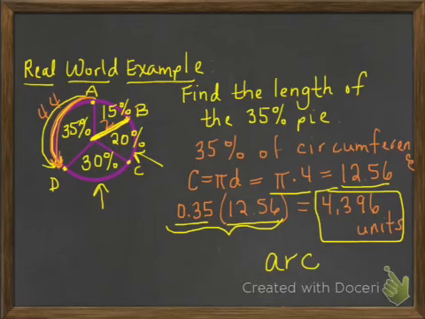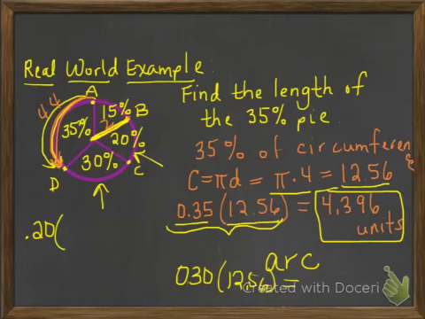If I wanted to find out arc DC, then I would do 30% of the circumference and figure out what that equals. If I wanted to find out how long BC was, then I would do 20% of the circle. It's 20% of 5.76. All right, so that's pretty much all that it is to that. That's not too bad.